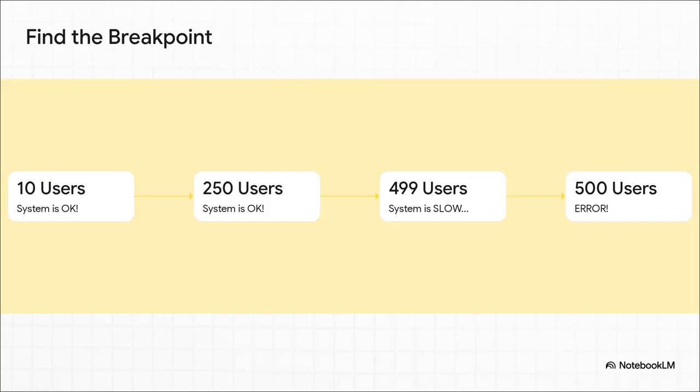So imagine you're watching the engineers test a new shopping website. With 10 users online, no problem. Everything's snappy. 250 users, still looking good. But then you hit 499 users, and you can see it start to sweat. Pages load slowly, things get sluggish, and then that 500th person logs on and error. The whole thing falls over. Finding that number is exactly the point. You want to find it in a test, not on launch day.